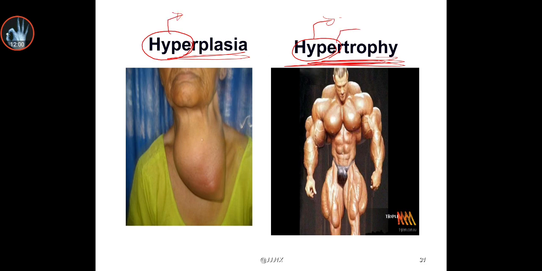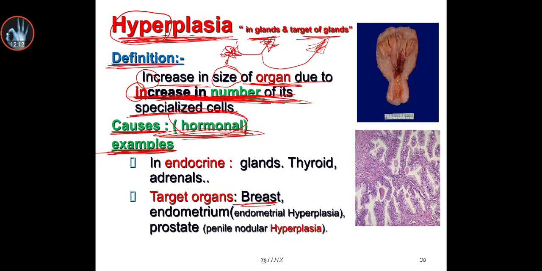Hypertrophy is an increase in the size of the cells. Hyperplasia is an increase in the number of the cells.